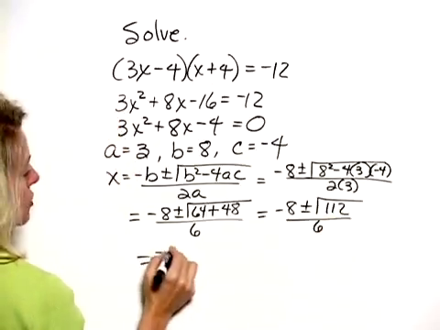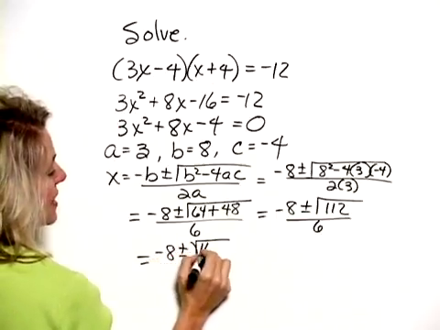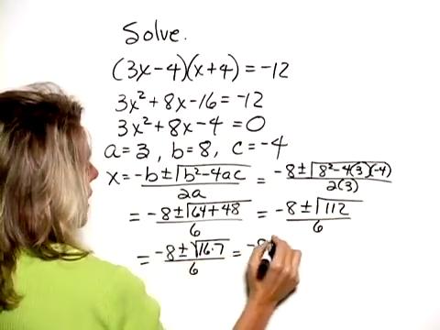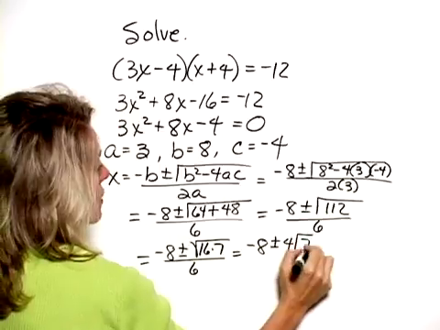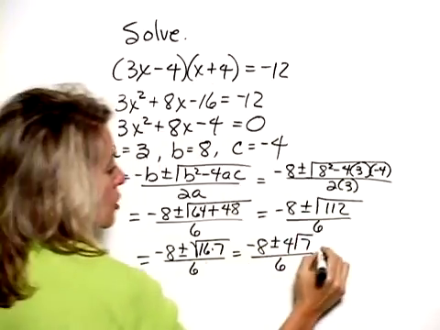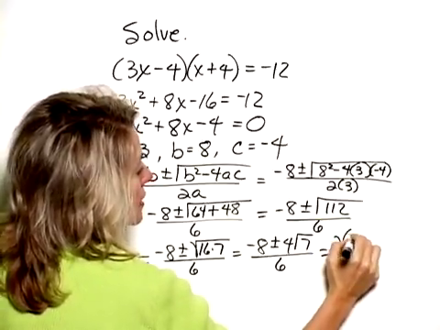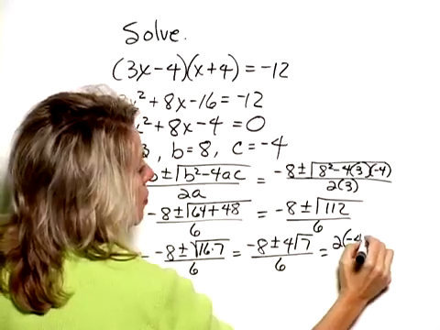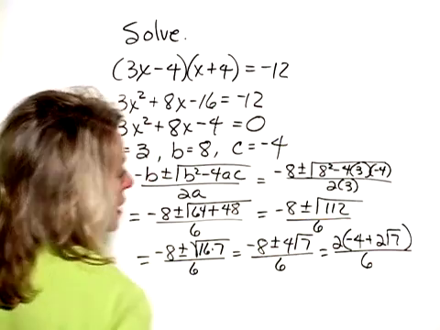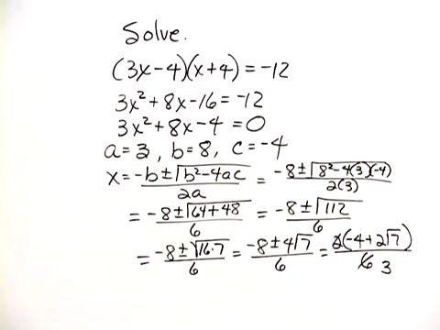And that's equal to negative 8 plus or minus the square root of 16 times 7 over 6, or negative 8 plus or minus 4 square roots of 7 over 6. Now we can take a factor of 2 out of the numerator. So that gives us negative 4 plus or minus 2 square roots of 7 in parentheses in the numerator over 6. The 2 cancels with the 6, leaving us with the 3 in the denominator.